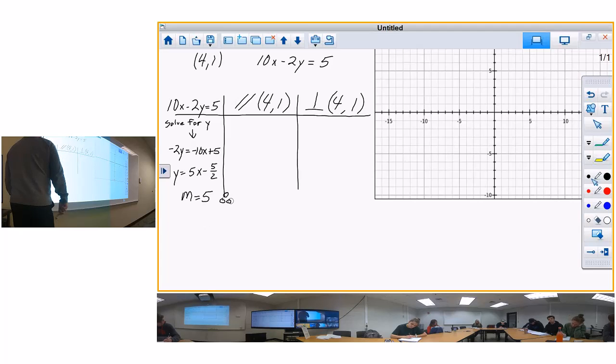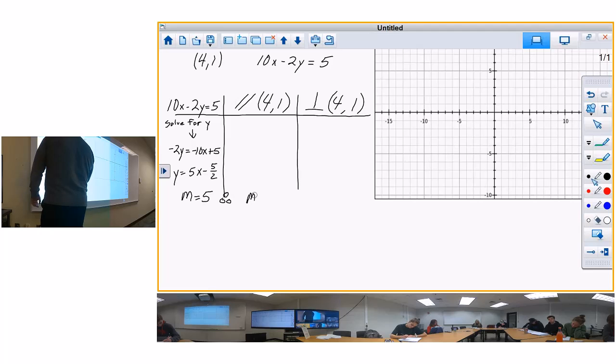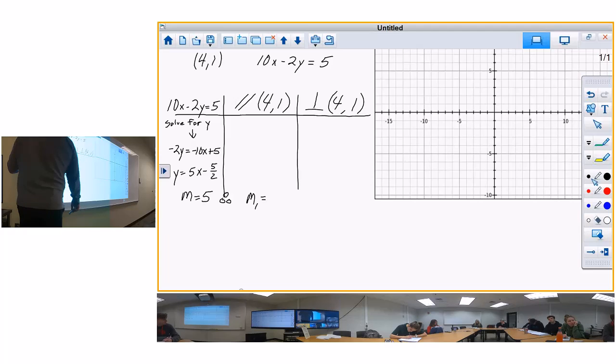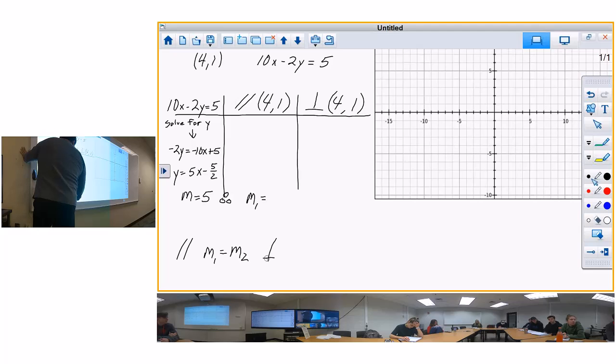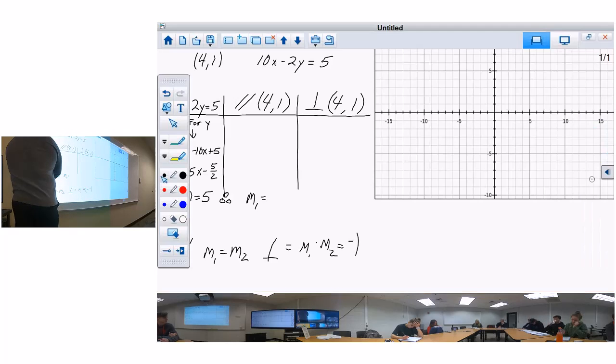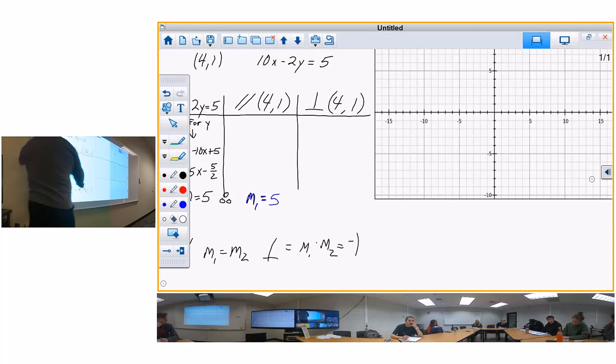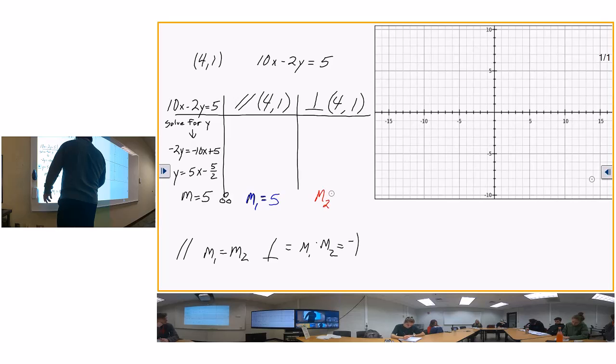Therefore, what does m sub 1 got to be for a parallel line? Let's go back to the rules that y'all should have learned in algebra. For a parallel line, m sub 1 is equal to what? M sub 2. The slopes are equal. For a perpendicular line, m sub 1 times m sub 2 is equal to what? Negative 1. So m sub 1, I'm going to write that in blue. So for a parallel line, what is m sub 1 going to be? 5, because it's the same as this one. What is m sub 2 going to be? Or the other slope is going to be negative what? 1/5.